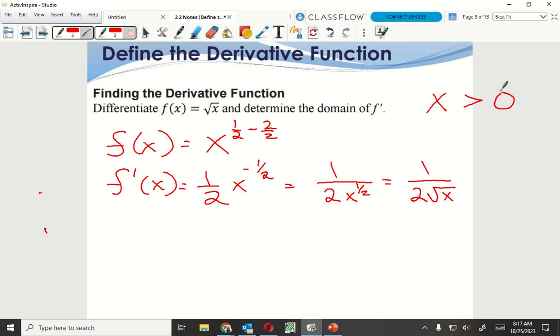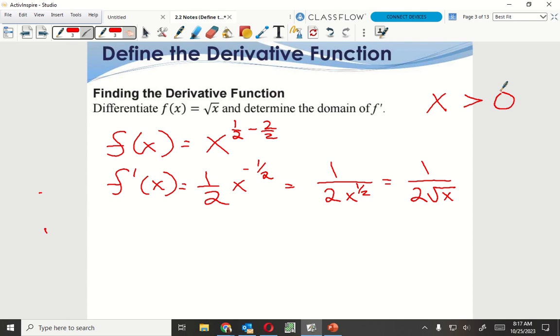Now, can x equal 0? No. What is the square root of 0? 0. What is 2 times 0? 0. Can I have 0 in the denominator? It's undefined. I cannot have 0 in the denominator. So I know that x has to be greater than 0, but it cannot be equal to, right? So I have to keep that symbol like that. I just tested it for 0 to make sure.